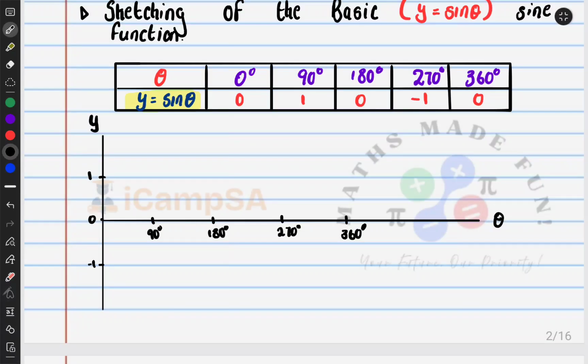Any variable can actually be used for the theta axis. They can give you sine x. Just know that in sine x, the x stands for the degrees.